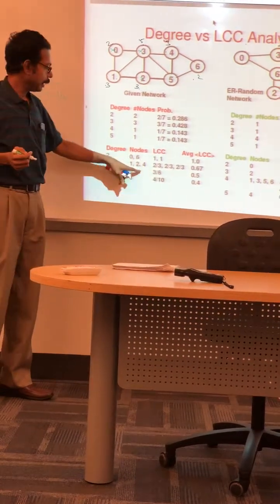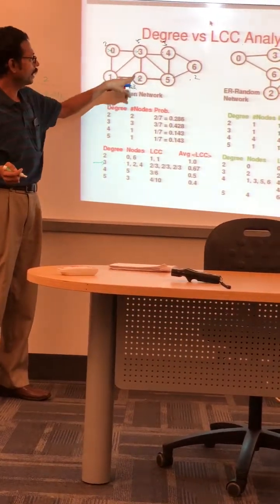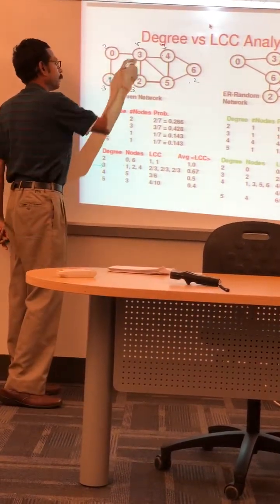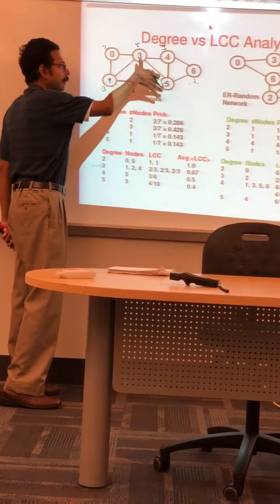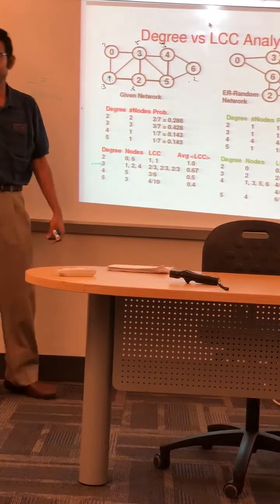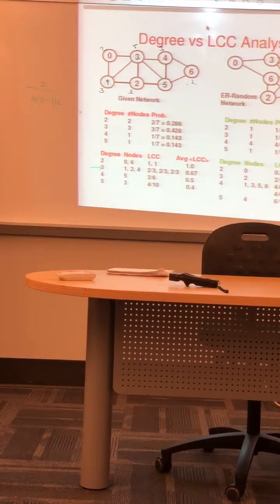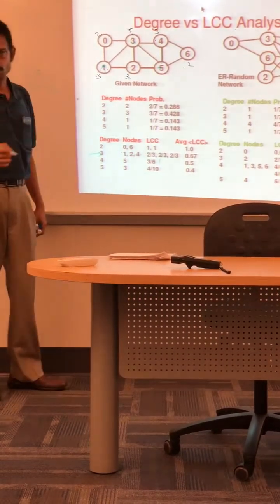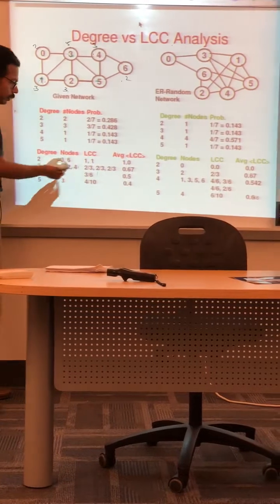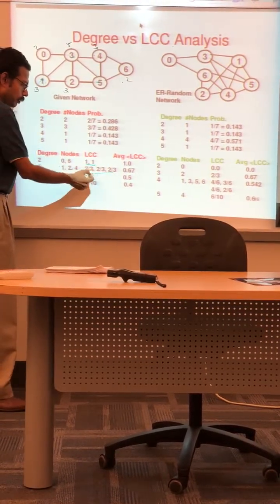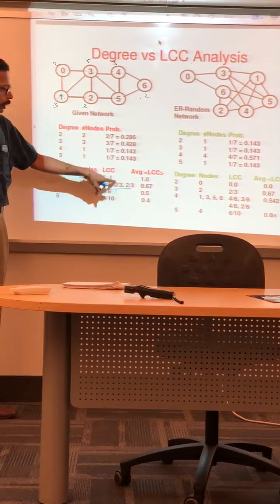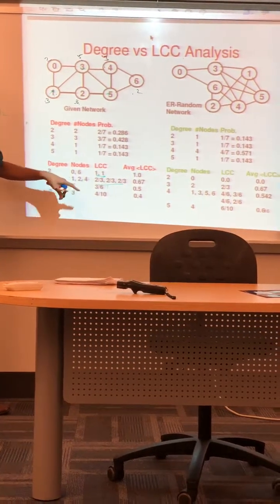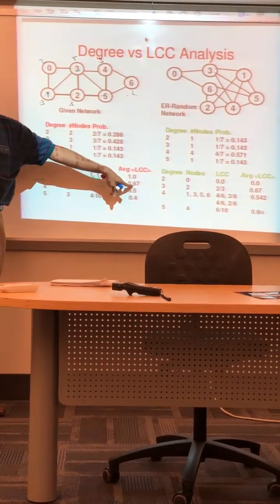Okay? Similarly, node 2 has 3 neighbors, 1, 3 and 5. How many pairs are connected? 1, 3 is connected, 3, 5 is connected, but 1, 5 is not connected. Okay, so again we have 2 over 3. So do this analysis like that, find the local clustering coefficient of each node. So then average out the local clustering coefficient for the individual degrees. So average of 1 and 1 is 1. And this is all 2 over 3, 2 over 3, which is 0.67. So the average of all these three is still 0.67.